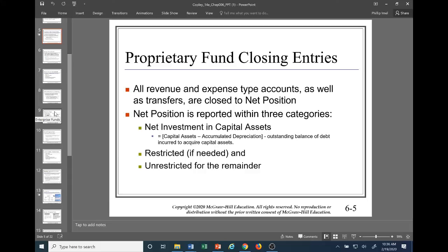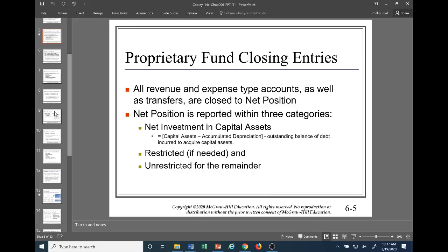Proprietary fund closing entries. Gotta love these closing entries. Can't get away from them, unfortunately. So obviously we want to close all revenue and expense type accounts, as well as transfers. And notice where we're closing them again: to net position. So everything's going to be closed to net position, no different than governmental funds.